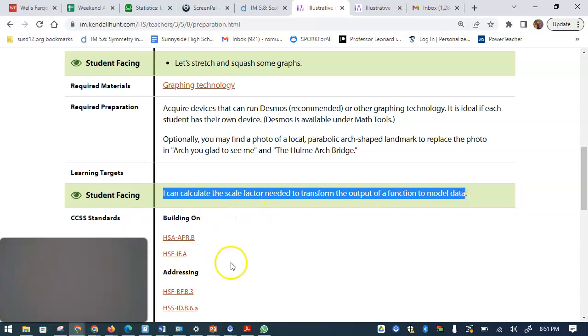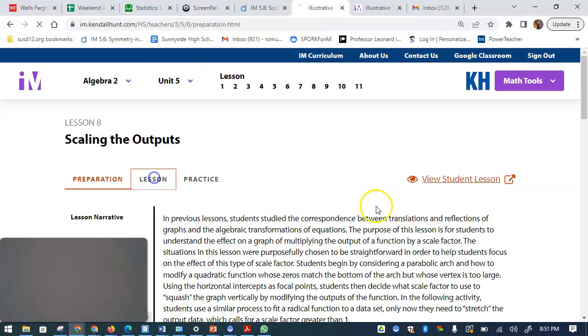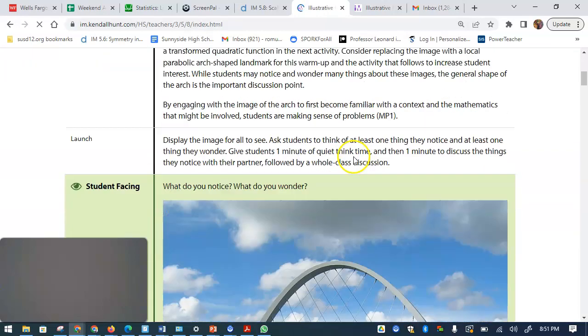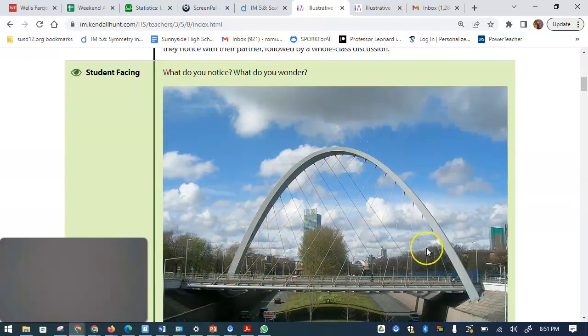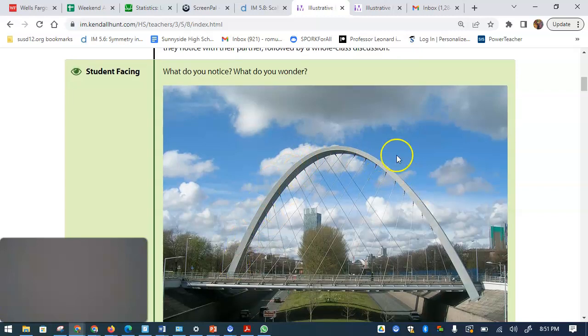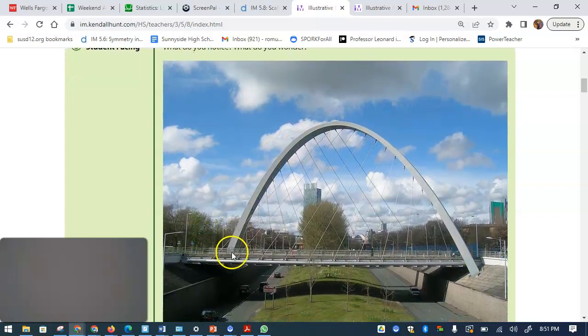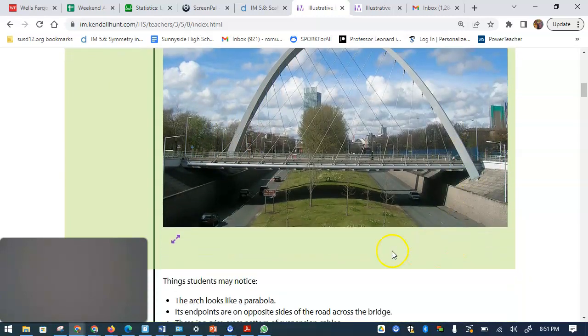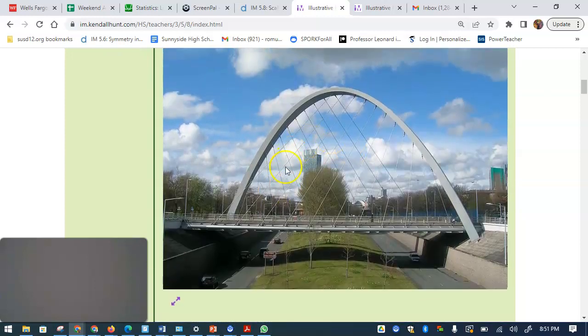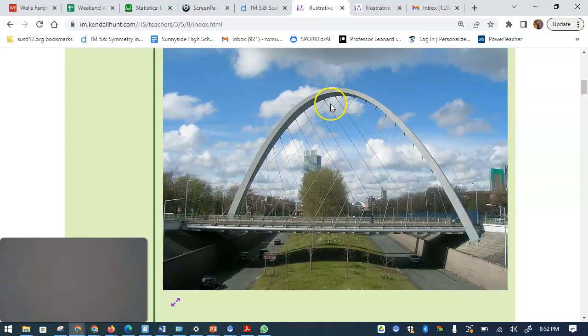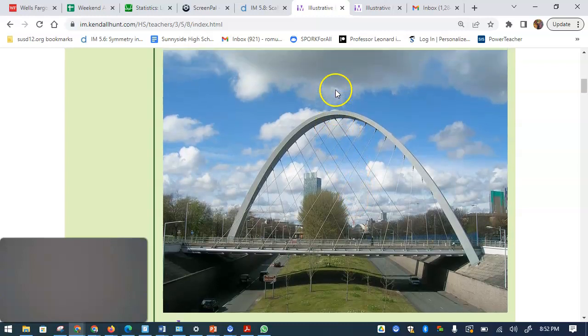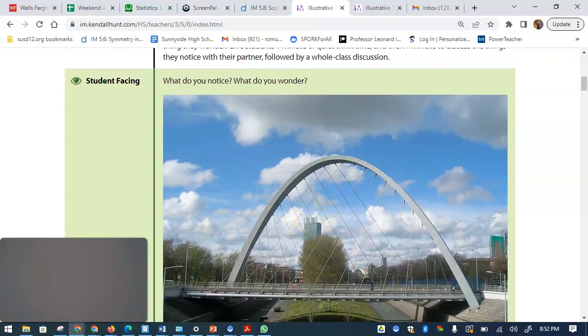Now, if you see today in the class, we tried to figure out something. There was this arch shape parabola, which goes from the left to right of the bridge, and we figured out how to find the scale factor. Just let me refresh what we learned.